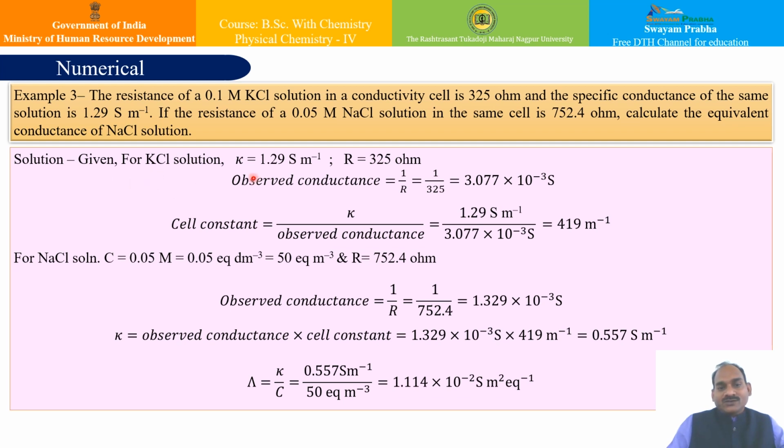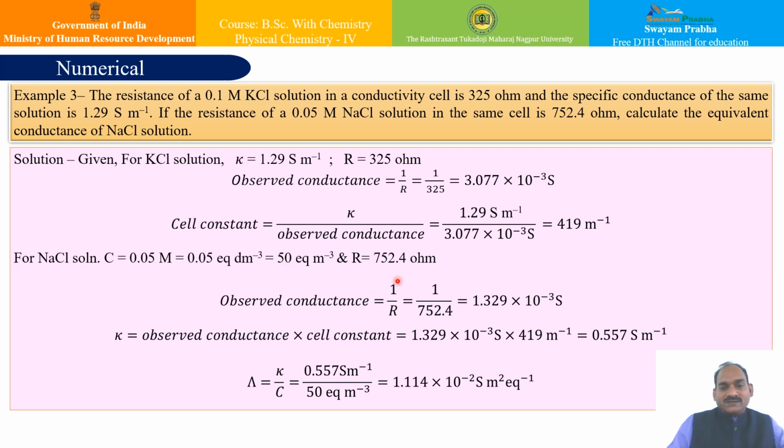Say for KCl solution, this kappa value is given as 1.29 Siemens per meter, and the specific conductance along with the resistance is provided. So the observed conductance is equal to 1 upon R. So this is observed conductance. We have specific conductance, we have observed conductance. So we can calculate the cell constant, that is 419 per meter. Now once I have the cell constant, I can actually calculate the observed conductance for NaCl solution.